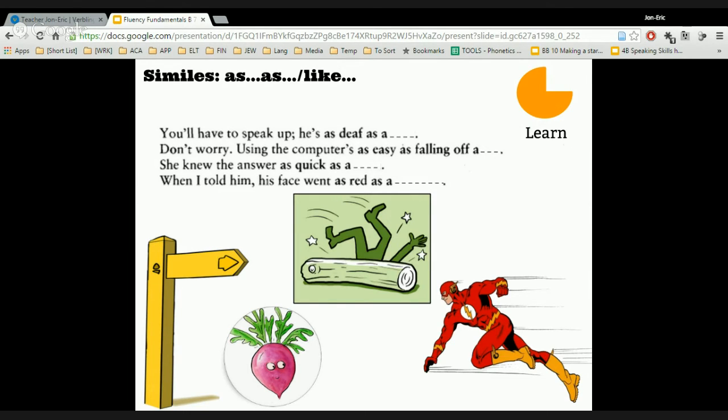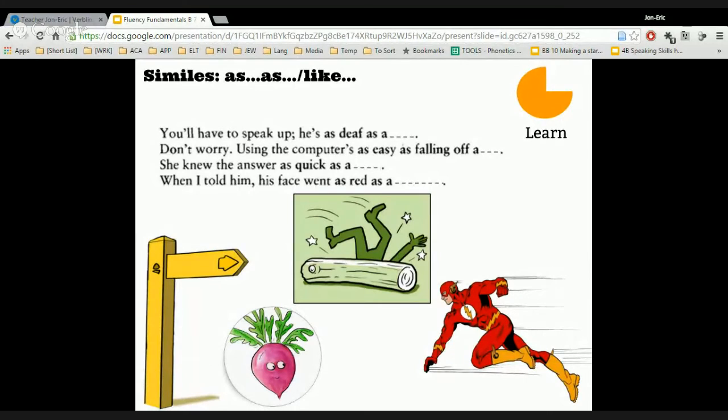She knew the answer. Quick as a Marvel character. Is it Marvel or DC? I don't know which. She knew the answer. Test your knowledge of comic books, John Carlo. Flash. As a flash. Quick as a flash. A flash could be like a flash of lightning.